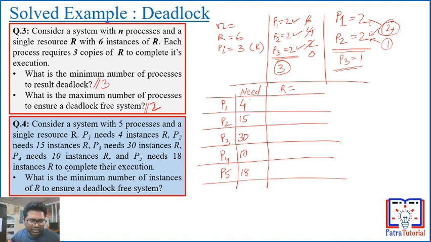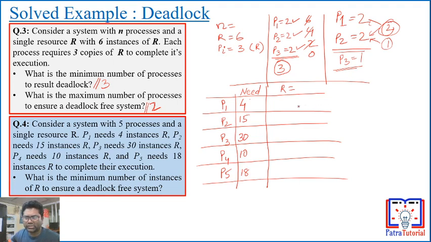P5 needs 18 instances of R to complete its execution. Then what is the minimum number of instances of R to ensure a deadlock free system? So we have to find out the minimum number of instances to ensure a deadlock free system. The number of processes and their requirements are given, so we have to find out how many minimum instances we should have.